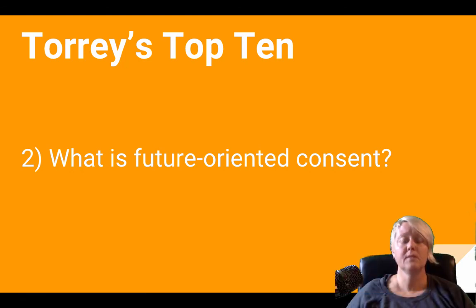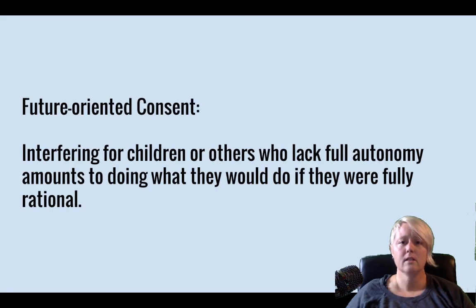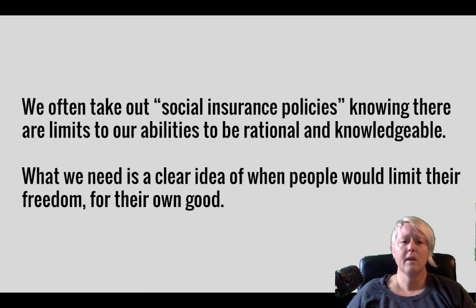Number 2, what is future-oriented consent? Future-oriented consent is the idea that interfering with someone's choices, for children or for adults who lack full autonomy, amounts to doing what they would do if they were fully autonomous and capable of making good rational decisions in their own best interest. In fact, Dworkin argues that, look, we often do take out social insurance policies.